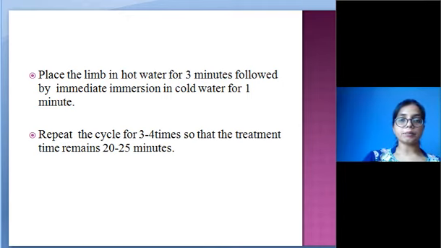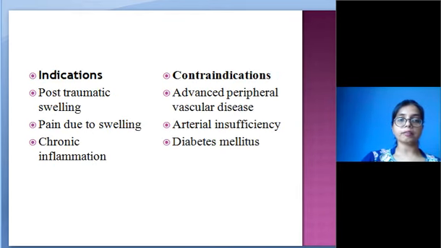We place the limb in hot water for 3 minutes, followed by immersion in cold water for 1 minute. We do not place the limb for more than 1 minute in cold water, because it will lead to the Lewis hunting reaction and a reflex vasodilation. This cycle is repeated 3 to 4 times, and the total time duration is 20 to 25 minutes. The indications here are post-traumatic swelling, pain due to swelling, and chronic inflammation. The contraindications are advanced peripheral vascular disease, arterial insufficiency, and diabetes mellitus.